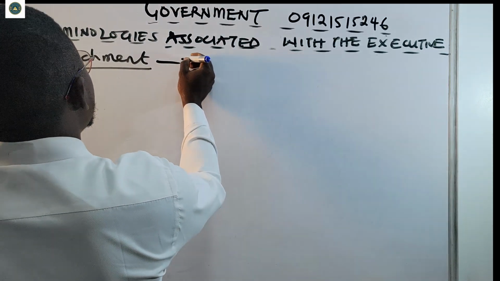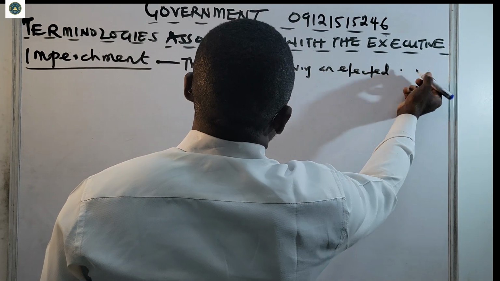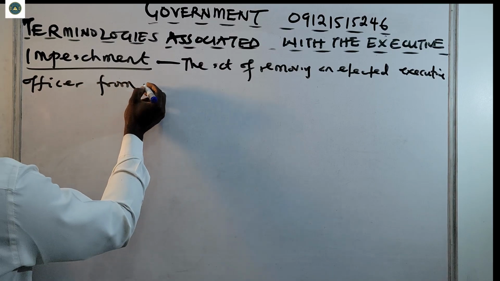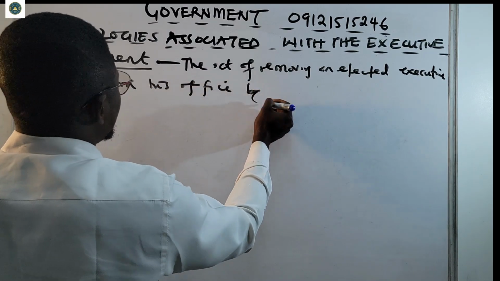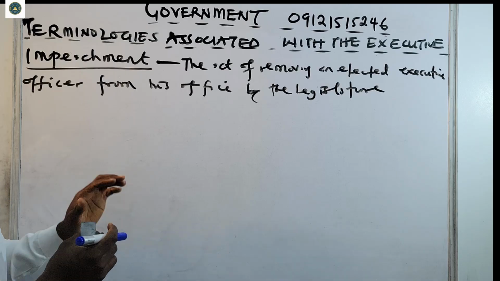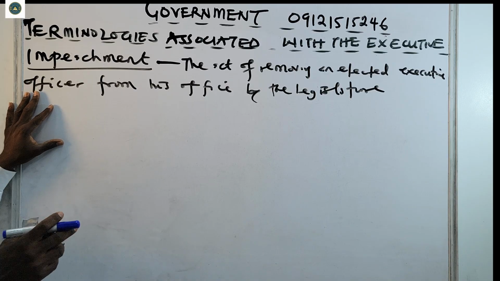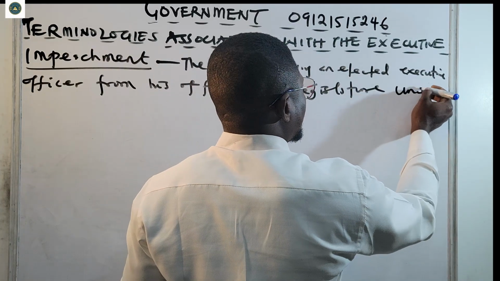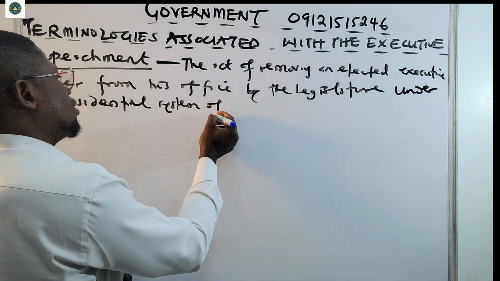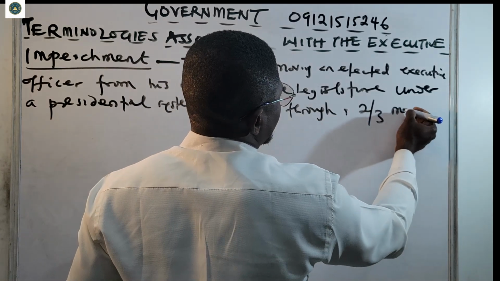So we say impeachment is the act of removing an elected executive officer from his office, usually by the legislature. It is the legislature that carries out this removal process. So it's the act of removing an elected executive officer from his office by the legislature, and this is usually under a presidential system of government, through a two-thirds majority vote.